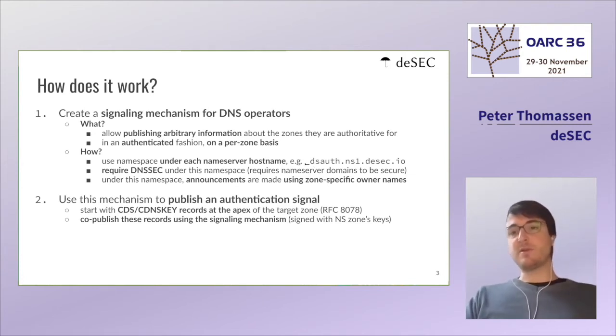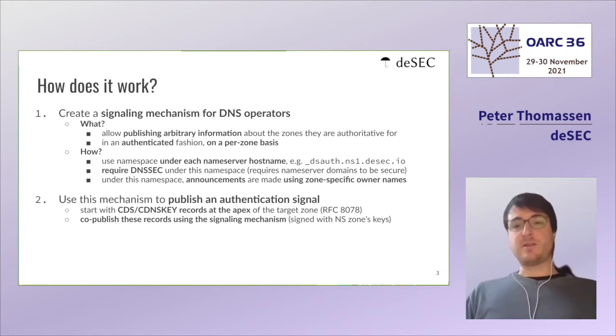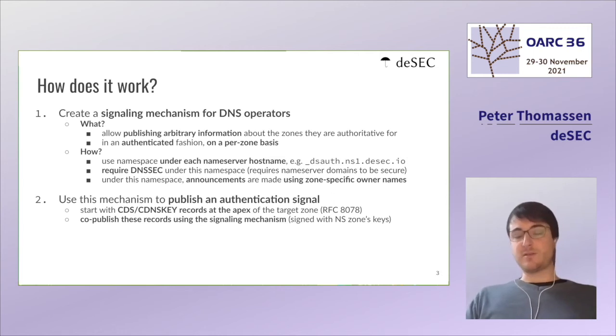So you would have example.com._dsauth.ns1.dsec.io. And the interesting point here is that these records would be signed with the DNSSEC keys of the name server zone and not of the target zone. So you can validate that stuff with the pre-existing chain of trust to the name server domain.